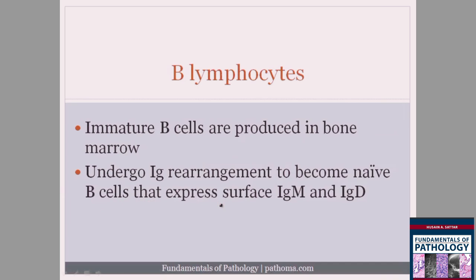Okay, B lymphocytes. Let's go to B lymphocytes very briefly. B lymphocytes are produced as immature B cells in the bone marrow, and they undergo IG rearrangement to become naive B cells. So basically, the naive B cells are the sort of baby B cells, and they express on their surface IgM and IgD. So the very initial B cell does express IgM and IgD on its surface.